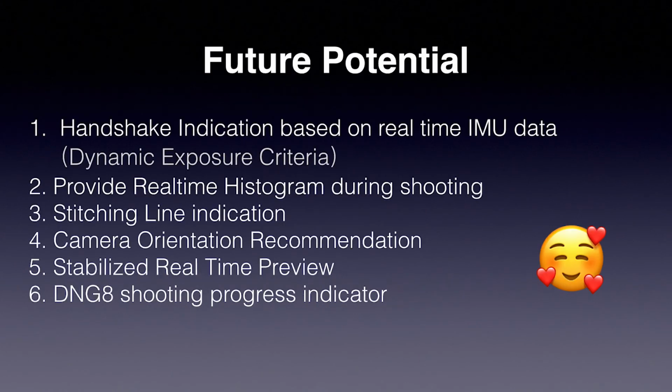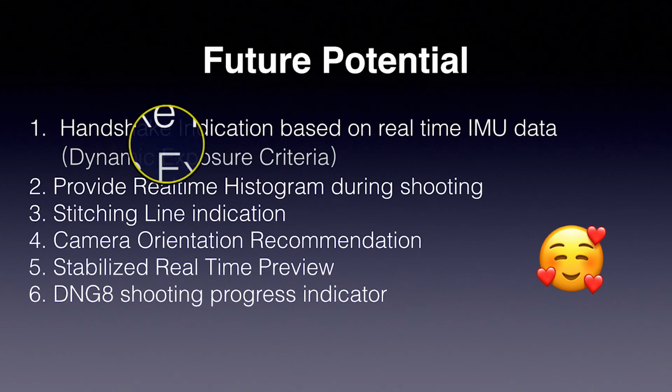Okay, the first one is that after the V70 upgrade, the camera is now more sensitive to handshake. So if you can give users a handshake indication based on the real-time IMU data, there's an IMU inside the camera, the user can try to avoid the handshake and thus get a much higher imaging quality without blur.